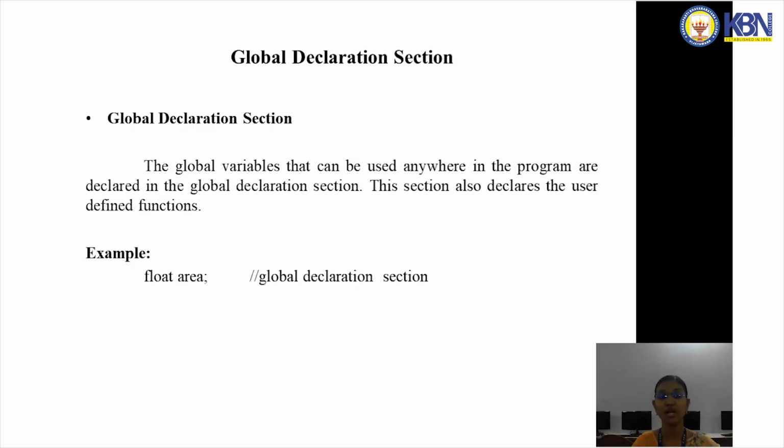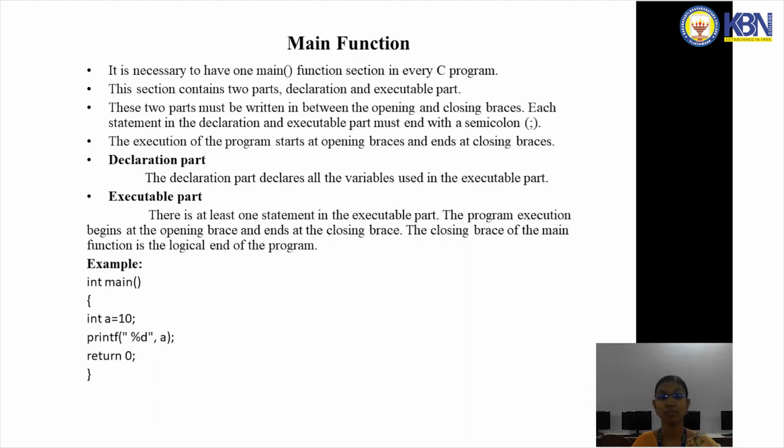Next, global declaration section. In our program, these variables we can declare anywhere in the program. This section also declares the user defined functions that can be used anywhere in the program. Let us take an example, float area. This section declares the user defined functions.